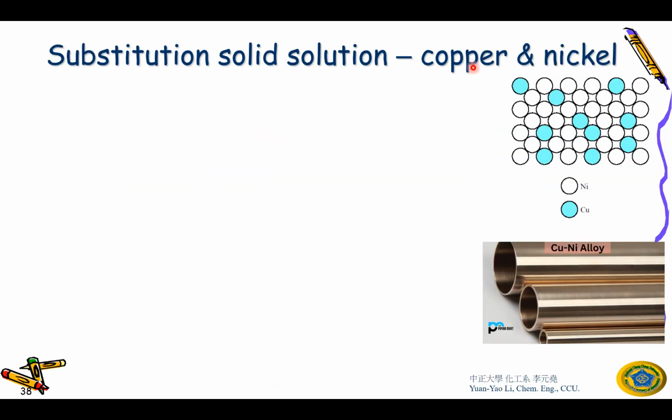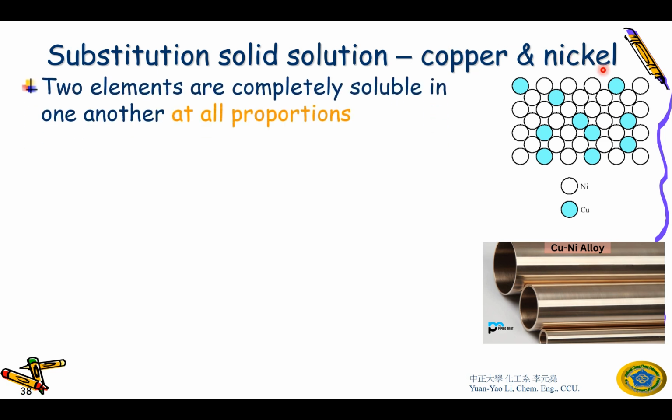So let's take an example of copper and nickel. Let's think of these four factors. These two elements are completely soluble in one another in all proportions. So this is one example: nickel and copper.